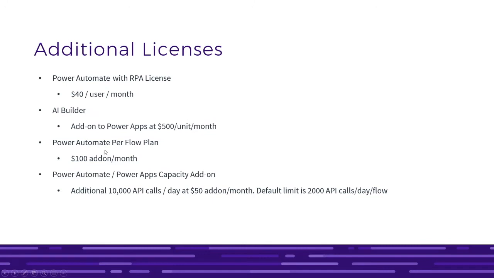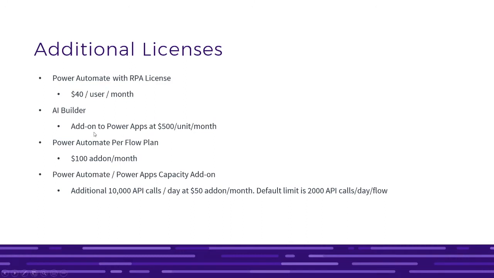The AI Builder option allows users to add it into the existing Power Automate capability, and it's priced out a little differently. It's $500 per unit, but a calculation of a unit is variable. So the AI Builder, we'll dive into that, and then I think this will become a little more clear when I dive into that.